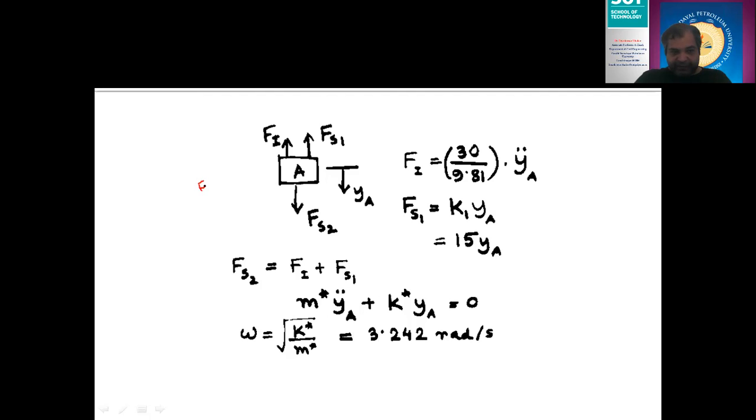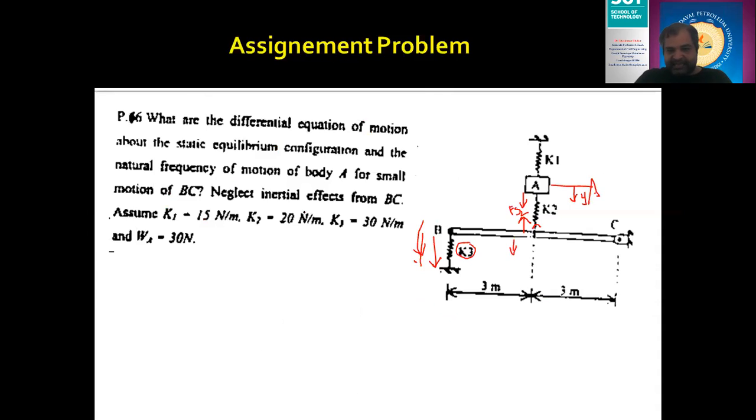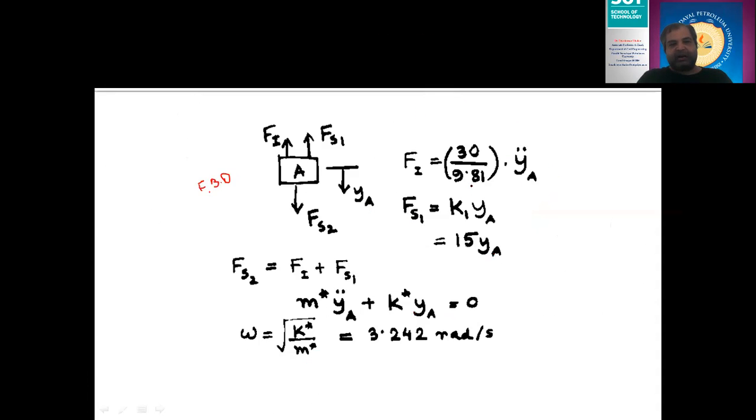So this is my free body diagram of mass A. I am trying to draw the free body diagram because I need to develop the equation for vibration of this particular mass. So let us see how it is being considered.